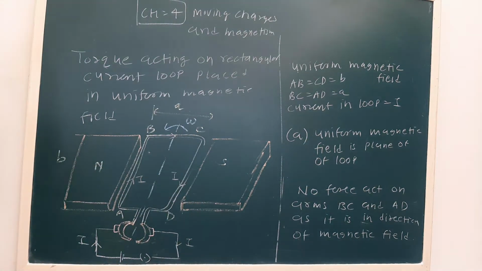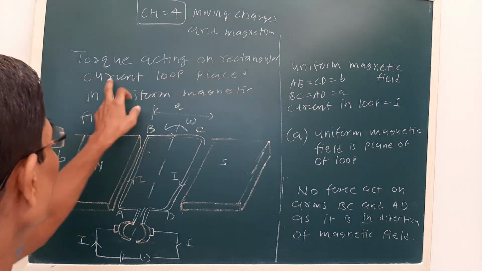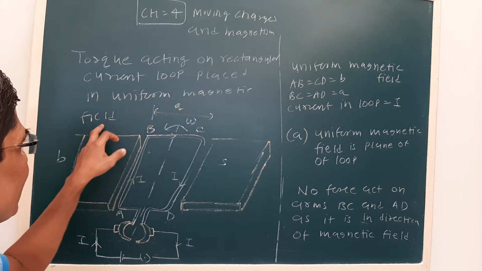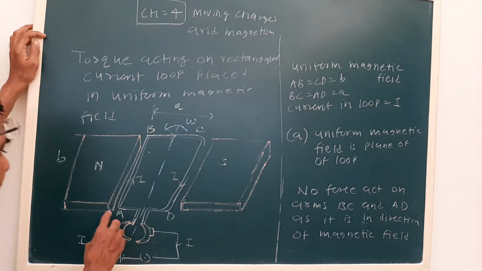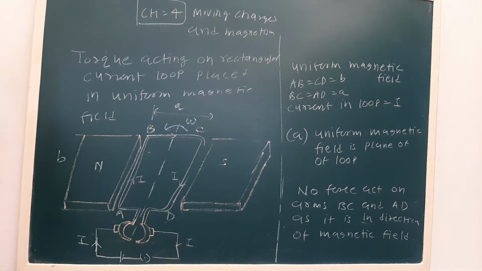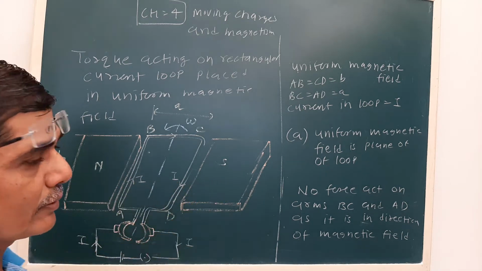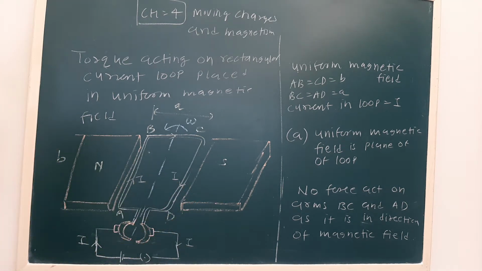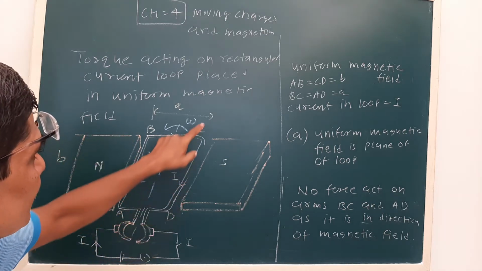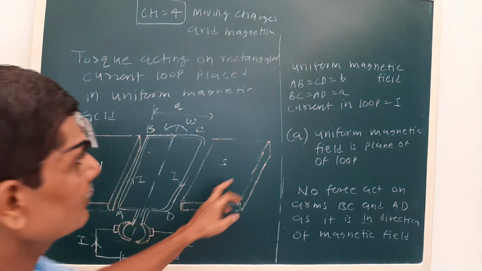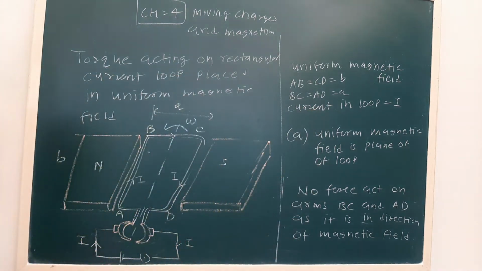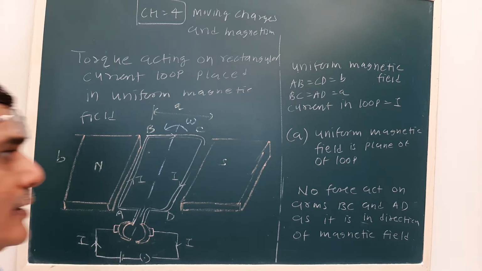Next we have to see the torque acting on a rectangular current loop placed in a uniform magnetic field. This is an important theory, and can be asked in a 4-mark question. Let us say a rectangular current carrying loop ABCD is placed in a uniform magnetic field B. Let sides AB and CD be equal to b, and sides BC and AD be equal to a. Let the current in the circuit be I. Now there are two different cases.